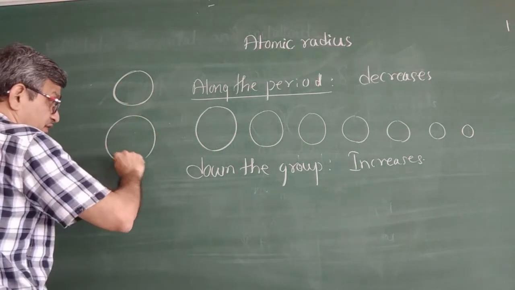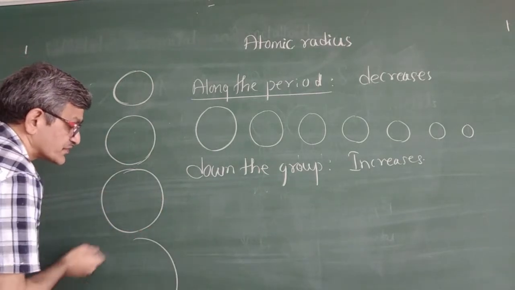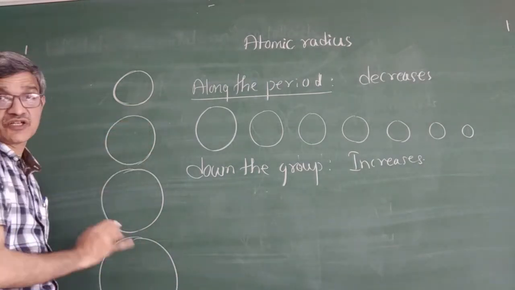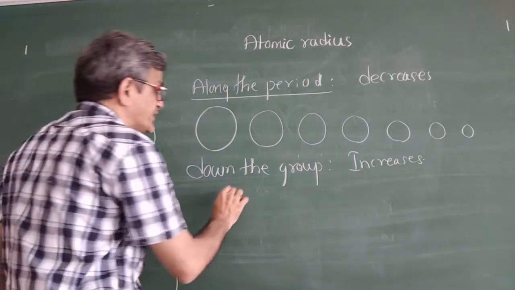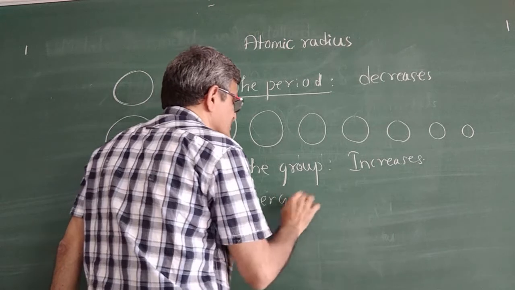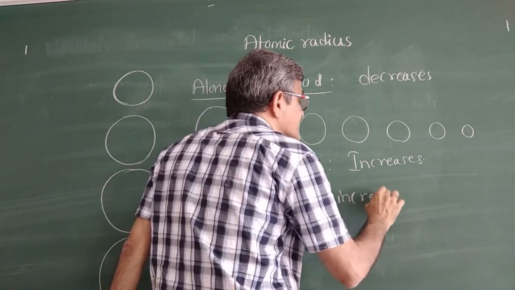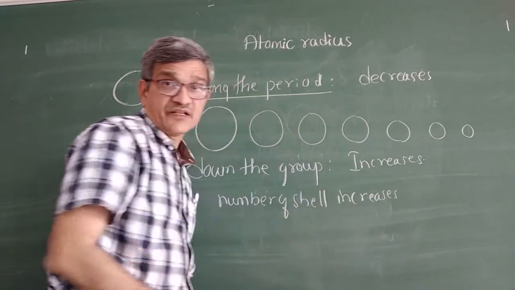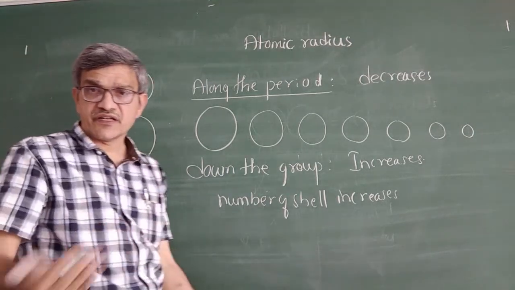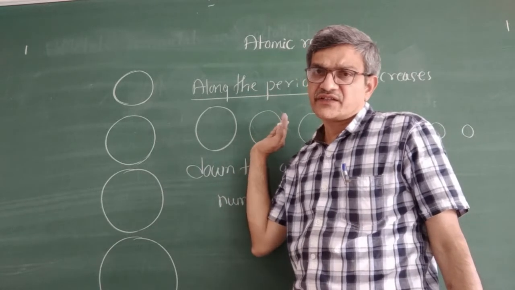It keeps getting a little bigger. So like that, it increases down the group. Because why? That is the number of shells increases. As the shell increases, the electron will enter the next shell. Next shell size increases. If size increases, radius increases.